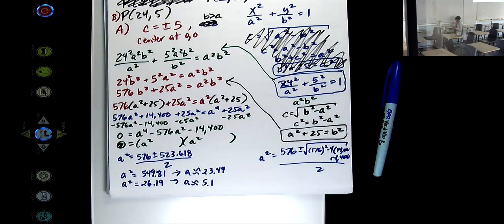Square root of 576 squared minus 14,400. Oh, times 4. 522. I'm getting that still. Okay. Those still look like valid values.